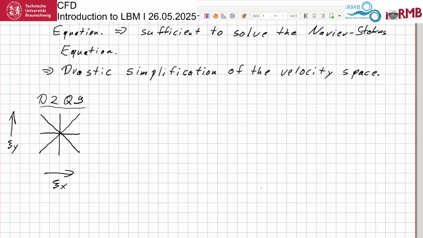So there would be positive, say there is a given value c, then there would be minus c here. And say in x, c and minus c, and so on. In this case here, there would be c and 0, so this would have 0 velocity in y direction. And in addition to this, we would have 0, 0 in the middle, non-moving.